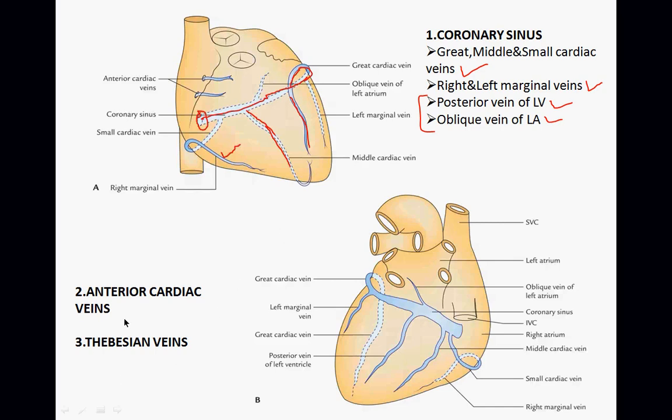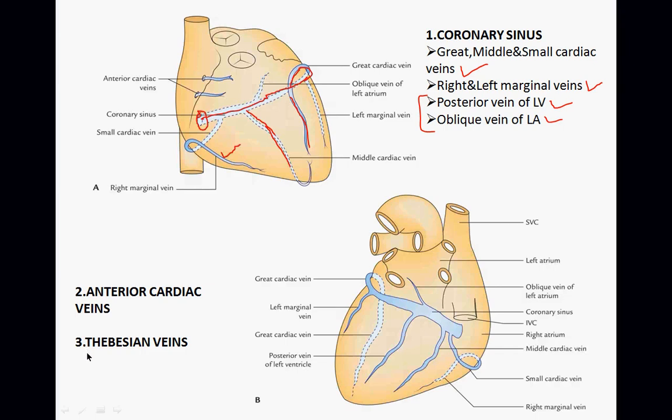Moving on to the anterior cardiac veins. They are not very huge veins, they are very small. You can see them here. They are usually 3 to 4 in number, and one feature about them is they run parallel to each other, and they separately drain into the right atrium. This is about anterior cardiac veins. They mostly drain the right ventricle.